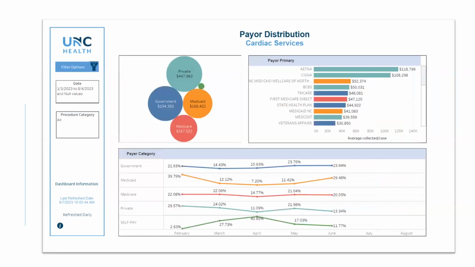Then the last dashboard was for us to see the pair distribution. So within each of the pair categories, if we click on any of the pair categories, we can have a drill down for the individual pairs within that category and also see the collection that has occurred over the time within each of the pair categories.